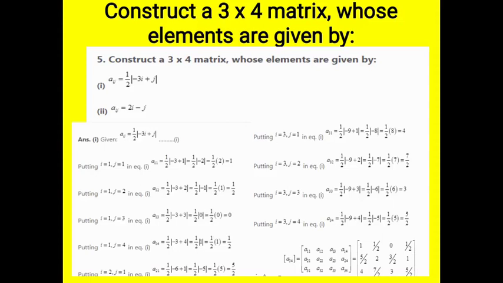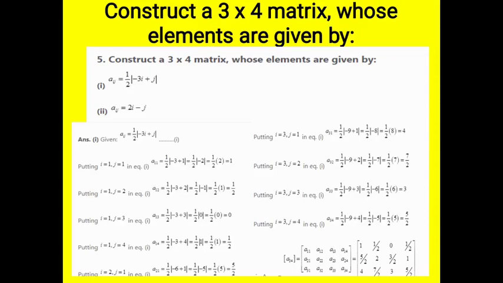And the third row is a31. a31 means third row, first column. a32 means third row, second column. a33 means third row, third column. a34 is third row, fourth column. In this way you can construct any matrix, 3 cross 4, 4 cross 3, 2 cross 2, all matrices you can construct. In this way you can solve this second question.